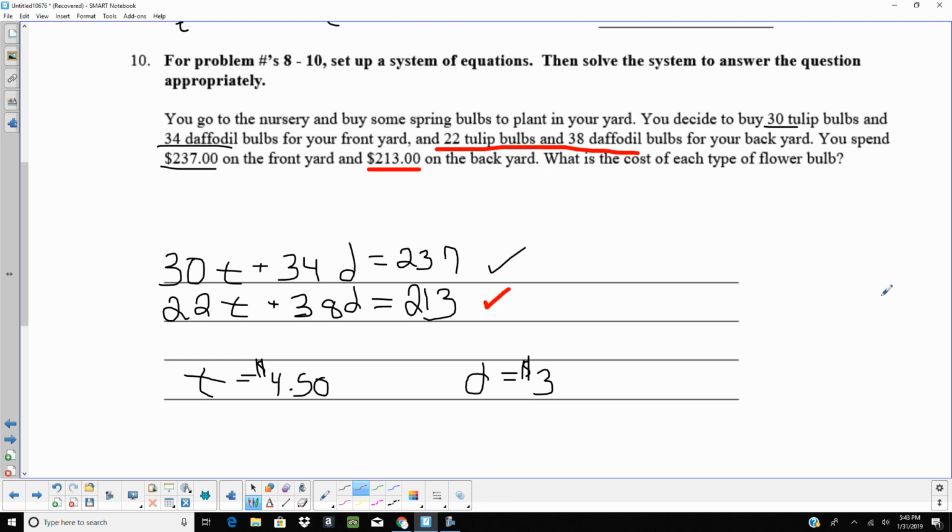I would use elimination on this one. Multiply that top one by negative 22, the bottom by 30, and go from there. If you do it correctly, you should get $4.50 for the tulip, $3 for the daffodil.